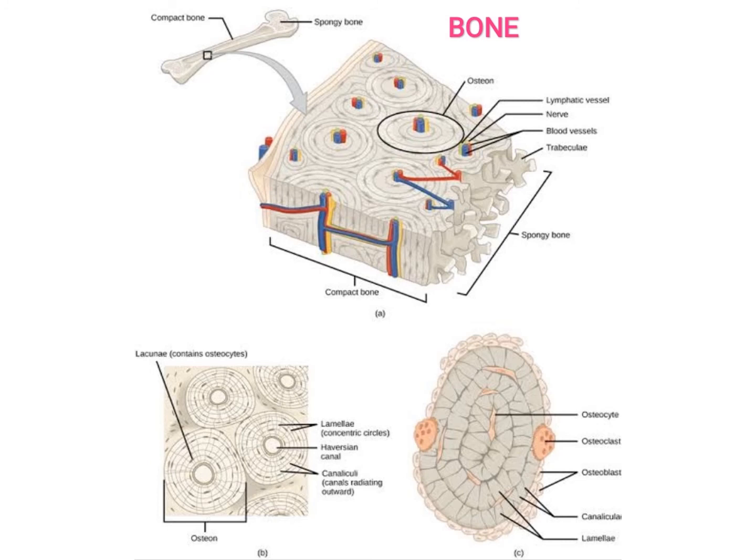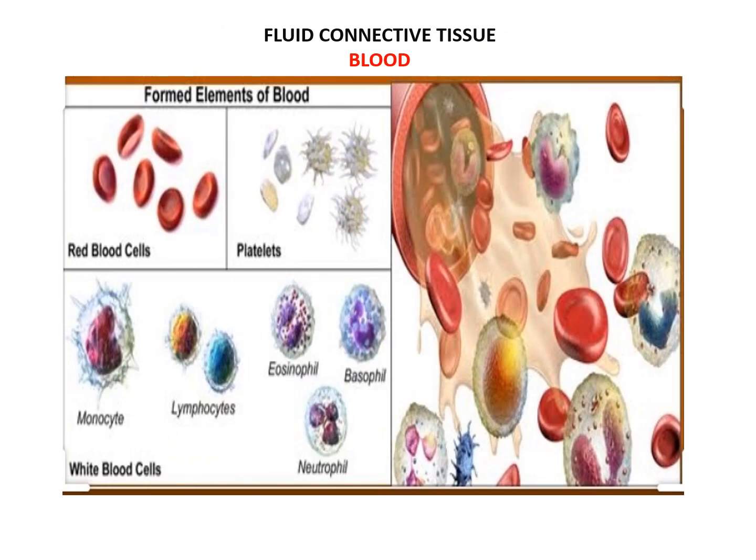There are two main types of bone, compact and spongy. Compact bone forms cylinder structures called osteons, which look like rings, with a central canal that holds nerves and blood vessels. Spongy bone is located in the interior of the bone. Fluid connective tissue has blood and lymph.